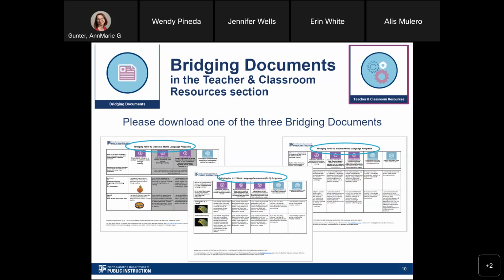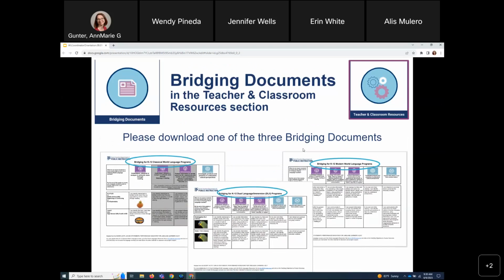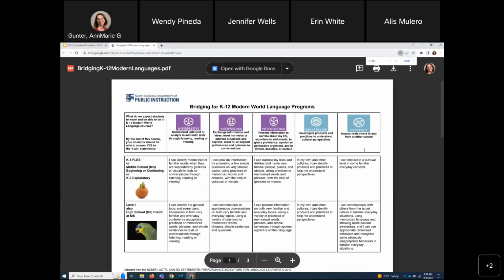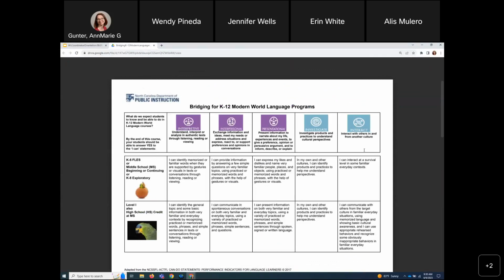And so I'm going to go out and go to our bridging documents. Just going to pick one here. Let's do the modern language one. And this is what they look like. So you can see that we have, again, our standards at the top, with interpretive, interpersonal, and presentational, as well as culture with investigate and interact, which from the Can-Do statements is what you'll find as far as the little icons you see here, as well as intercultural communication with investigate and interact.